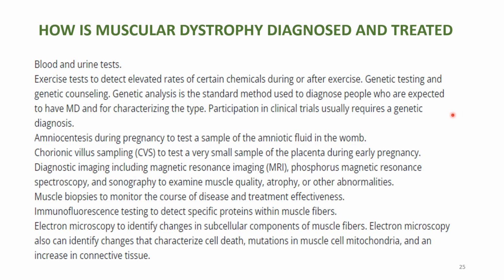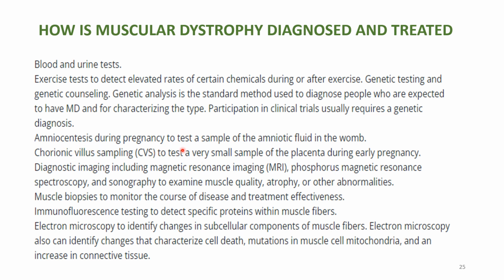Now, next coming to how muscular dystrophy is diagnosed and treated. We can diagnose it by blood and urine tests. And exercise tests we can do also. These exercise tests will detect the elevated rates of certain chemicals released during or after the exercise. And we can do genetic testing and genetic counseling also. This genetic analysis is the standard method to diagnose people who are expected to have muscular dystrophy and for characterizing the type of muscular dystrophy.